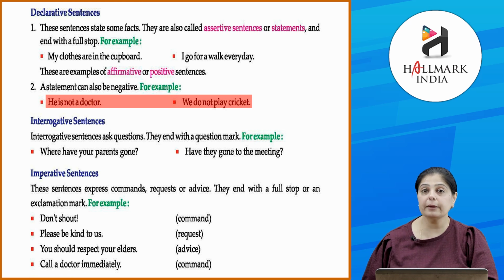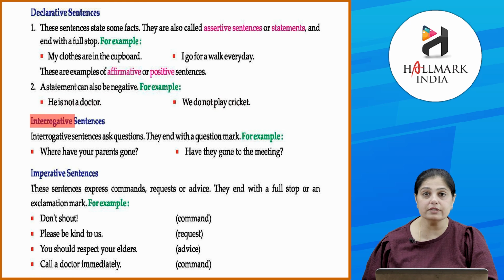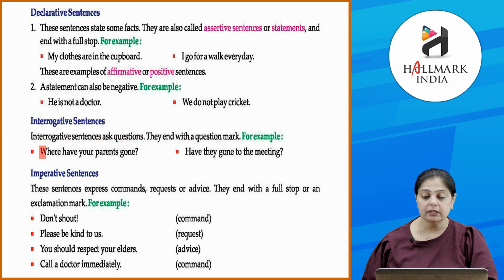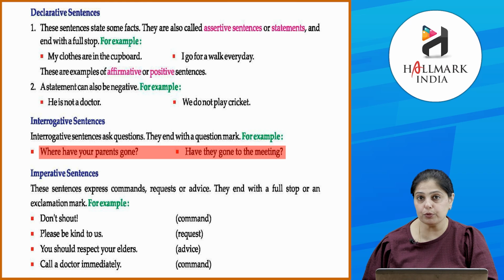Okay. Next type of sentences are the interrogative sentences. Interrogative sentences ask questions. Okay, they end with a question mark. For example, where have your parents gone? Have they gone to the meeting? Okay, देखा question पूछा है.